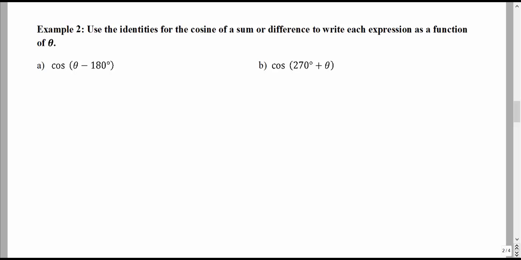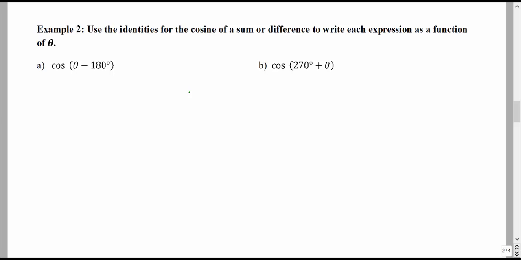Use the identities for the cosine of a sum or a difference to write each expression as a function of theta. Sometimes when we are subtracting or adding two angles inside of the cosine function, one of the angles might be unknown. So we'll just call that angle theta. We can still simplify the expression using our cosine identities.